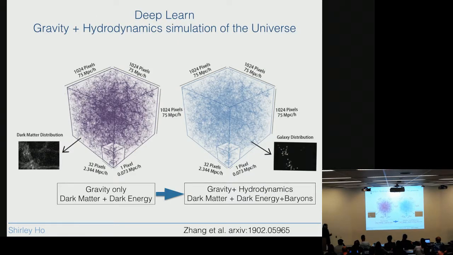Other cool things that we've been doing: we also use deep machine learning to learn the hydro plus gravity. Before, I only used gravity for the phase space information. Now we go from gravity only, dark matter plus dark energy, which is what we had before, to including hydrodynamics and baryons, which is basically learning from something called the Illustris hydrodynamic simulations. These simulations are very, very expensive to run.